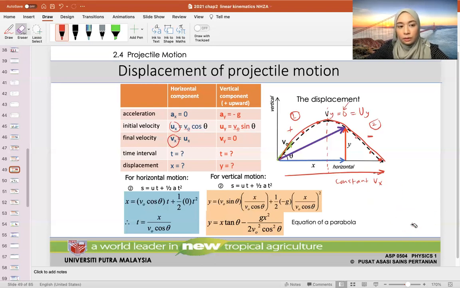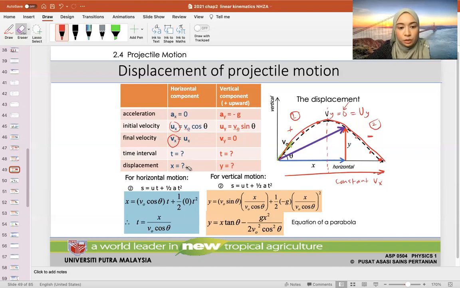Okay. So why am I trying to relate back to the one dimensional and why am I trying to relate back to the free fall? Sebab I don't want you guys to panic looking at the two dimensional. Sebenarnya it's almost like one dimensional. You just have to break it down to make it look like one dimensional. I don't know if that makes sense. But tak apa, nanti kita buat example.